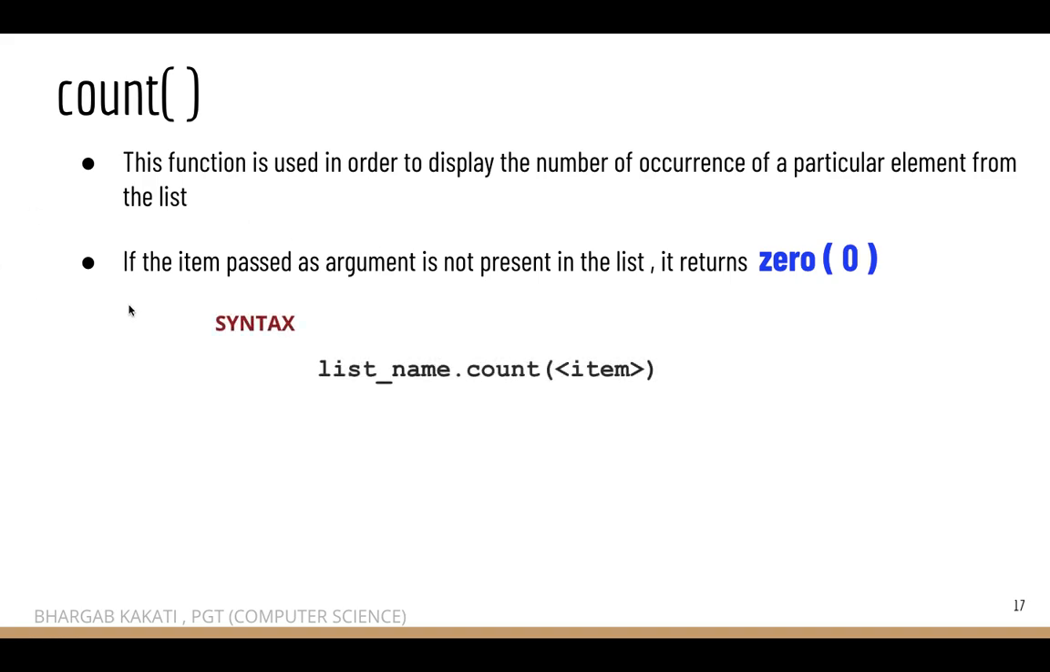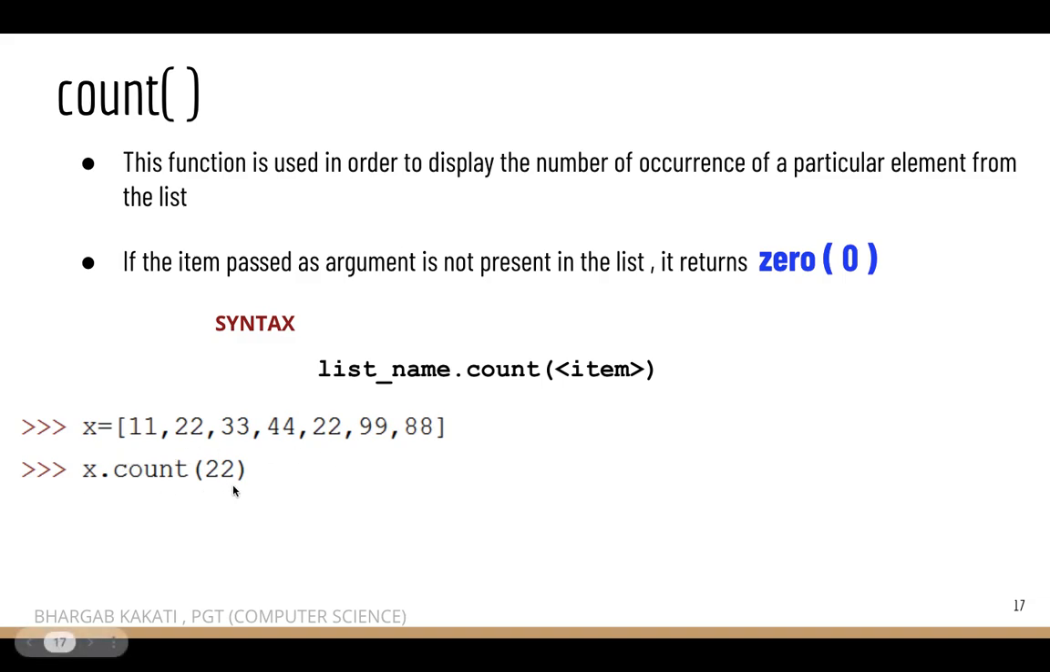Let's see the syntax. The syntax goes as follows: list name dot count, within braces you need to specify the item which you want to count. So let's say this is the list. If I type in x.count(22), it will count how many times 22 has occurred. As we can see here, highlighted by red boxes, 22 occurs 2 times, so it will return the result as 2. If I type in x.count(44), 44 occurs how many times? Only 1 time in this list, so it will return 1.